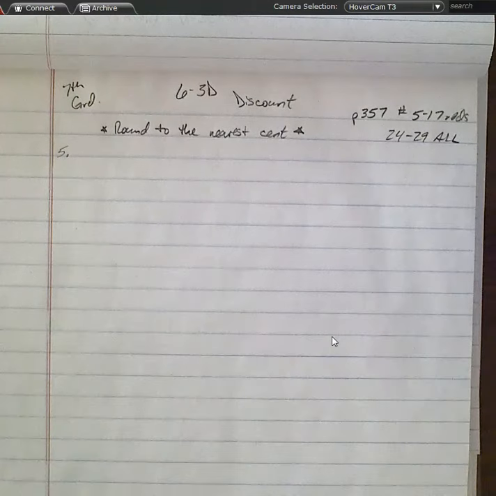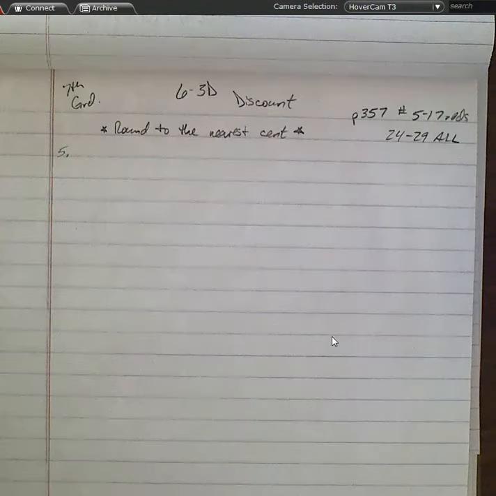So number 5 says, and it's a story problem, a pair of inline skates is on sale for $90. If this price represents a 9% discount from the original price, what's the original price to the nearest cent? What are we trying to find? What is the original price to the nearest cent?